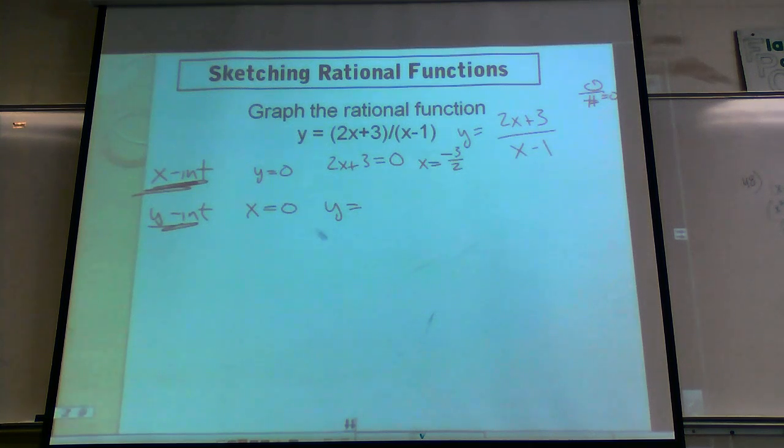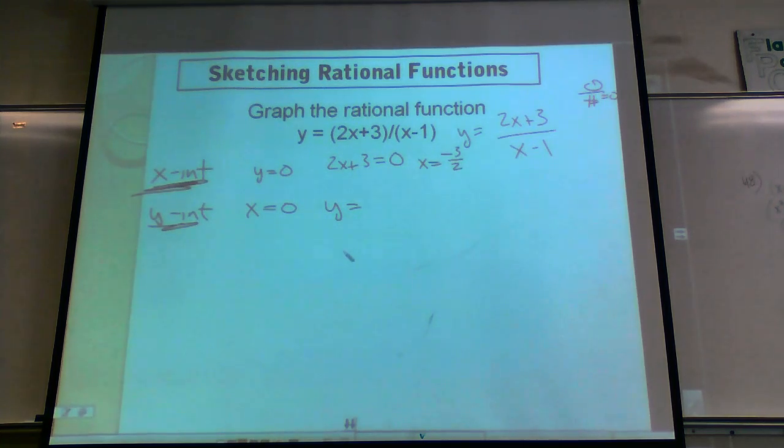So you can always do that. You can just make the numerator equal to 0, and that's your x-intercept. Like I said, the only time you would not include it is if, when I plugged it back in, it made the denominator also 0. Like if I solved at the top and I got x equals 1, I wouldn't include it because if I plugged in 1, it wouldn't work.